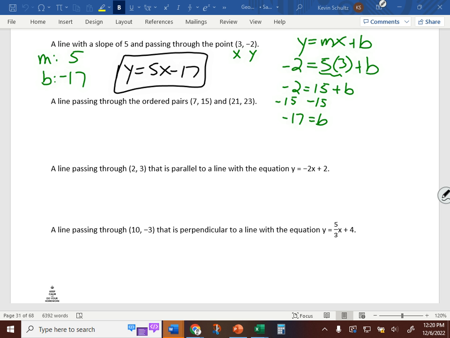Shh. Okay, 3, 2, 1. You are quiet. The next one here says a line passing through the ordered pairs (7, 15) and (21, 23). Do I give you the slope? No. Do I give you the y-intercept? No. Let's go to work. Christopher, tell us how we can solve for the slope. When you are given 2 ordered pairs and asked to find the slope, you're going to our slope formula, y2 minus y1 over x2 minus x1, right? The difference of the y's and the difference of the x's. Damien, what's your question?